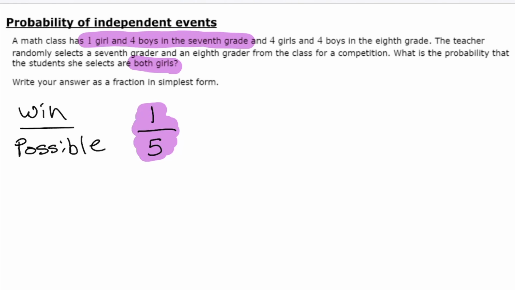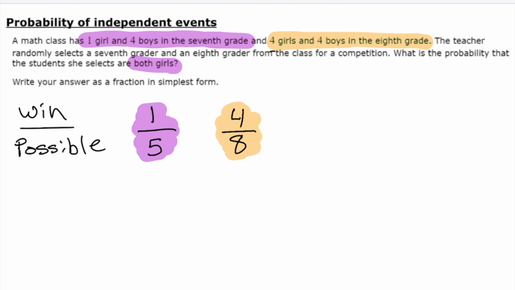We have another one. I'm going to change colors for it here. We have 4 girls and 4 boys in the 8th grade. The teacher wants to randomly select an 8th grader that's a girl. So to win here, we need another girl. Well, how many girls are in the 8th grade? We have 4 girls. How many students are in the 8th grade? We have 8 students, 4 girls and 4 boys. So this one goes with the 8th graders.